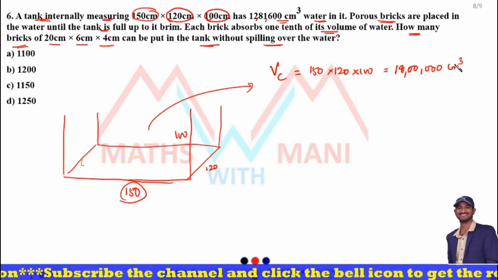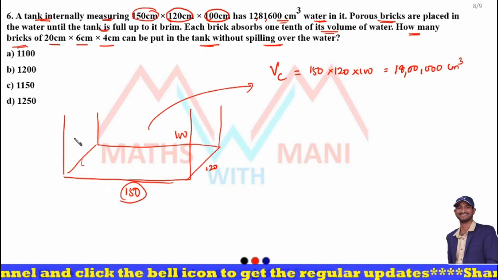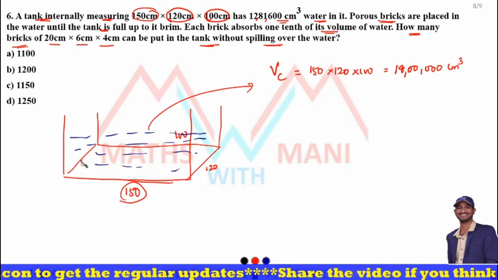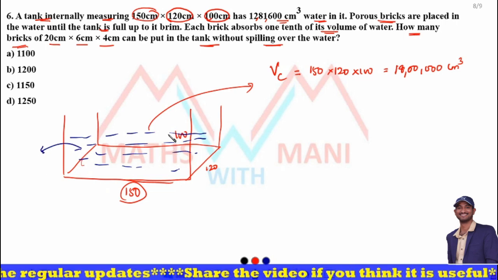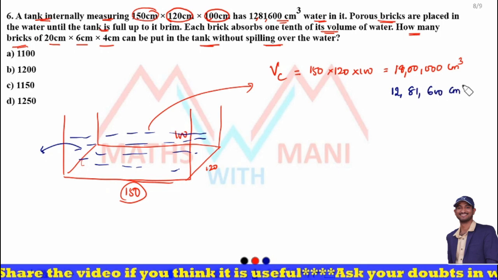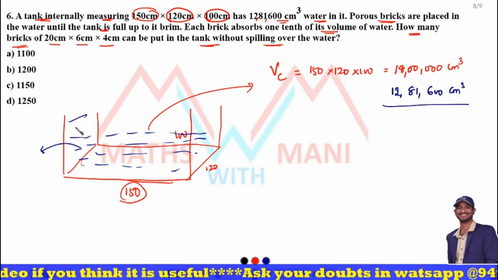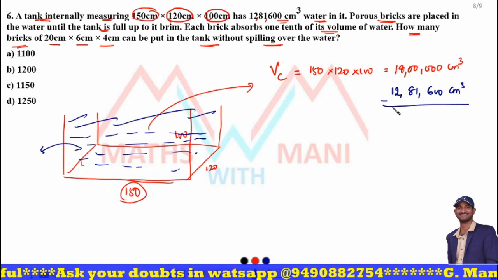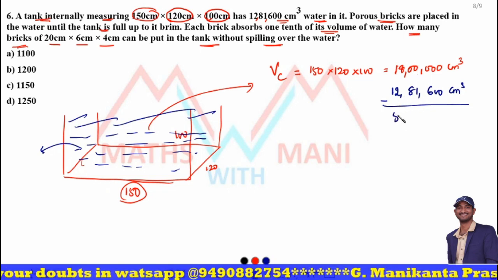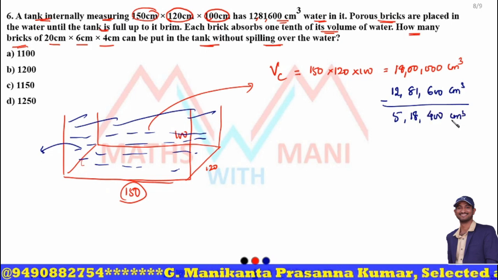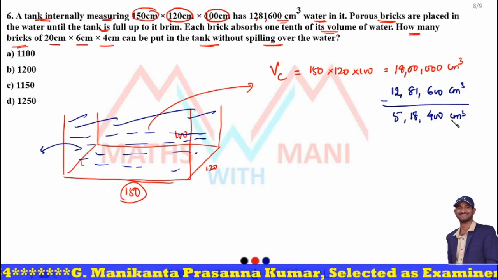Yes. But out of this total capacity of 18 lakhs, it was given that 12,81,600 centimeter cube water is filled in this tank. So how much did he fill? 12,81,600 centimeter cube is filled. So what is the remaining portion? You have to subtract it. So 18 minus 12, 6, but here it is 18,00,000 minus 12,81,600. So 5,18,400 centimeter cube is the remaining portion you have to fill.